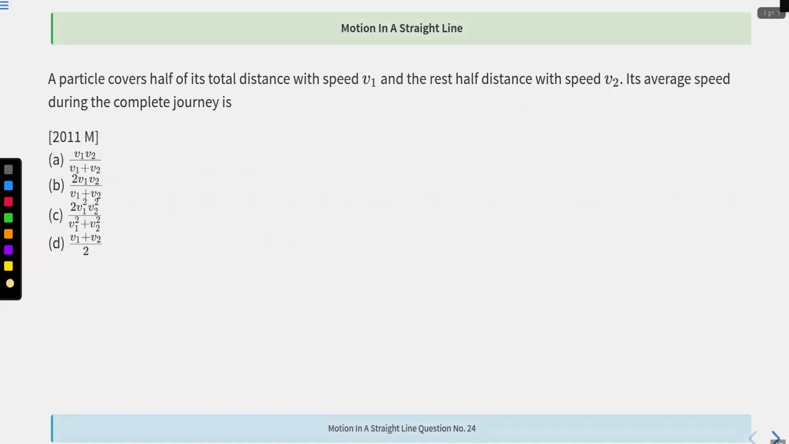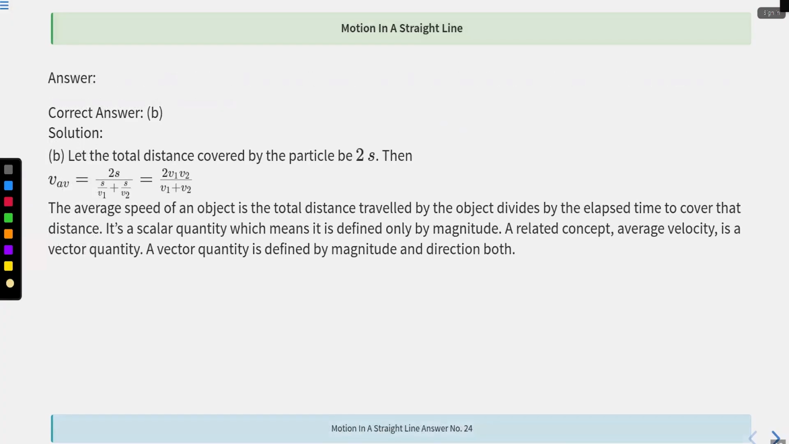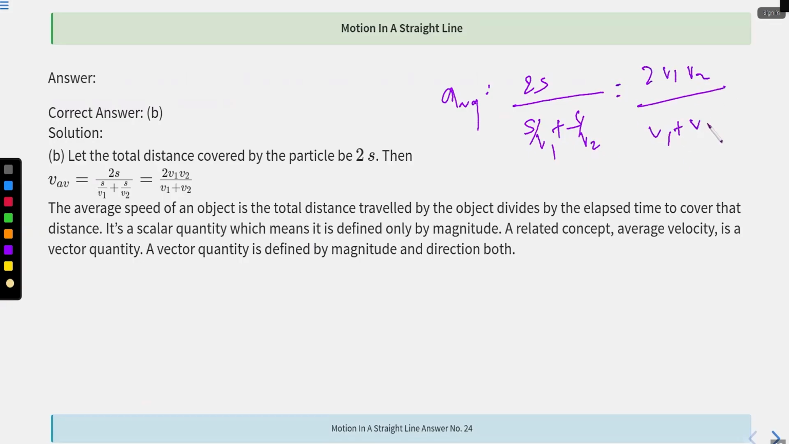A particle covers half of its total distance with speed v1, and the rest half with speed v2. Its average speed. Again, it's an average speed question, guys. So it's a direct formula. We basically memorize it. So v average is nothing but 2S divided by S by v1 plus S by v2, which is nothing but 2 v1 v2 divided by v1 plus v2. Okay, nothing new. It's the same formula. Just need to apply the formula in that specific question. Okay.